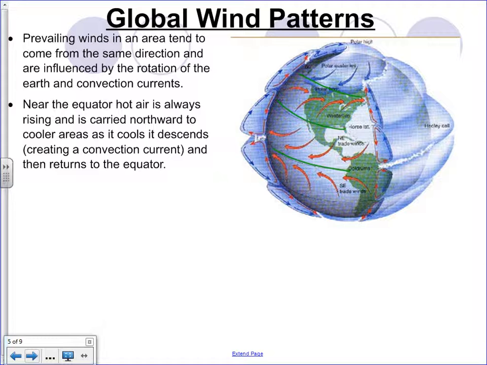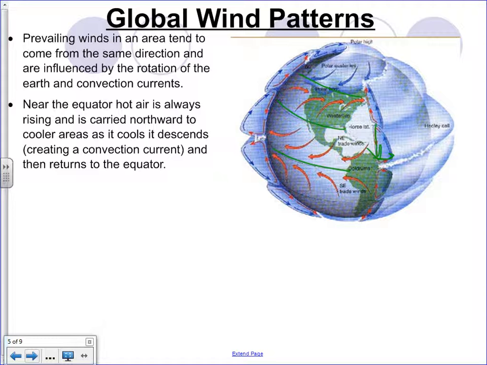Here's why. The equator gets the most solar energy. We've said that already. So air that gets warmed up moves upwards. Hot air rises. So as that hot air rises, cool air from further north moves in to replace it. So air near the equator is usually coming out of the north because the other air that's been warmed up is higher up and it's moving to the north. This stuff is moving from the north.